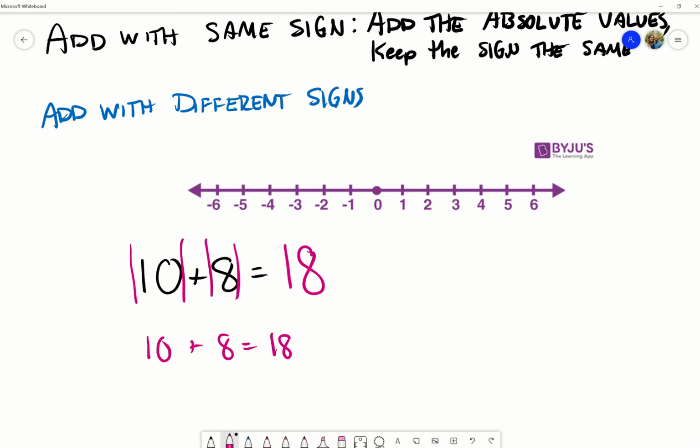And then we look to keep the sign. Are these numbers positive or are they negative? They're positive, so this 18 is going to stay positive, and that's our answer.